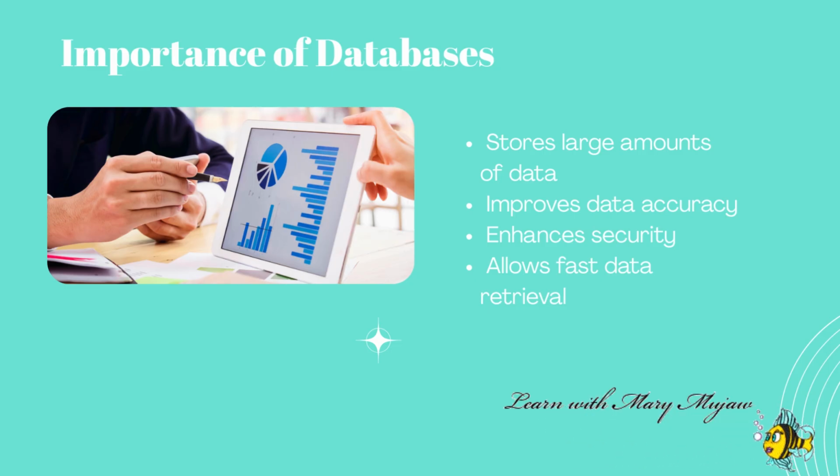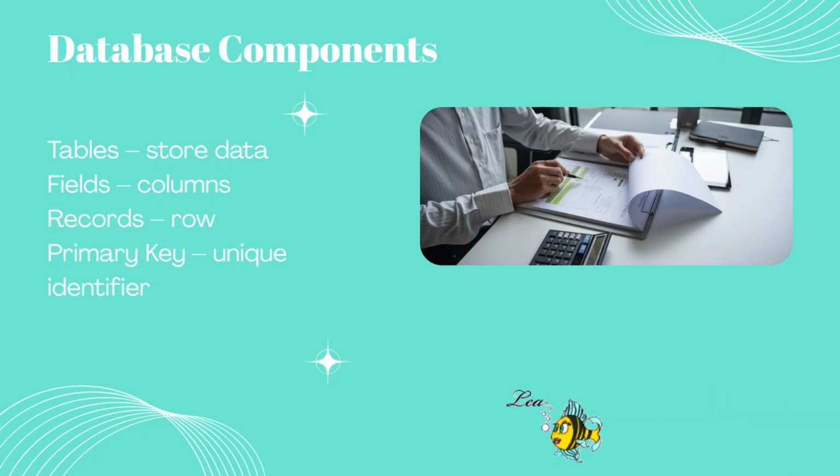So, what makes up a database? The main component of a database is a table, and a table is used to store data. Inside the table, we have fields and records. A field is also known as a column, and a record is also known as a row. And in each and every table, there is a unique identifier known as a primary key.